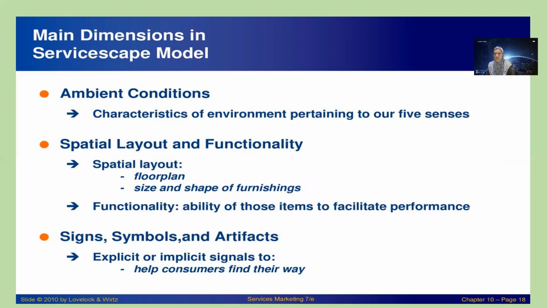Okay, next, spatial layout and functionality. The spatial layout is the floor plan, size and shape of furnishings, and then functionality is the ability of those items to facilitate performance. Signs, symbols, and artifacts are explicit or implicit signals to help consumers find their way.